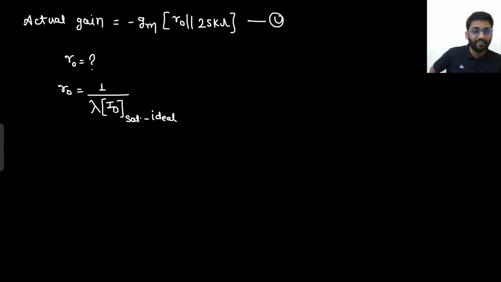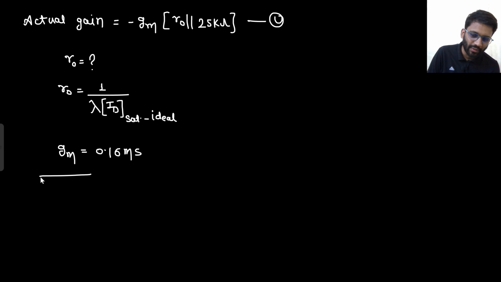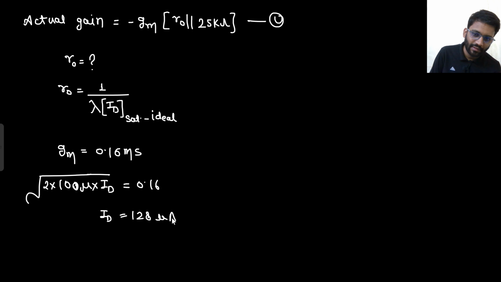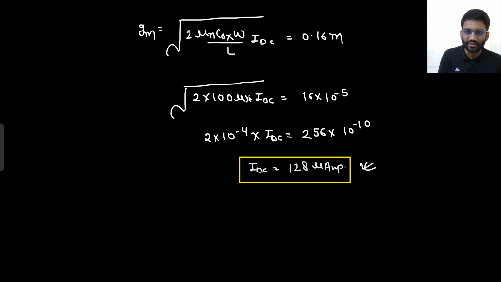So from where can you determine that Id sat current? By the value of gm. What was the value of gm you calculated? 0.16 millisiemens. From here you can calculate: gm equals 2 into root of mu n Cox W by L, which is 100 micro, into Id. Since we are taking the same value in all the questions, the Id value will come out to be 128 micro here, right? How did I calculate so fast? Because we have seen this calculation before in the previous question, I guess in the first question only. So the Id value will be 128 micro ampere.